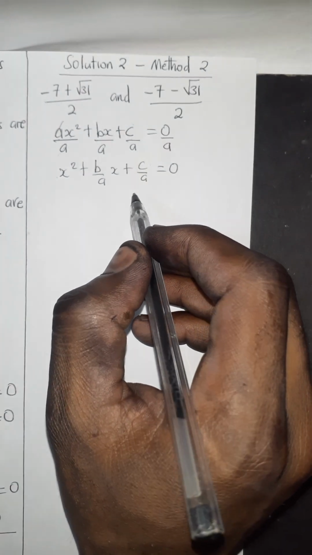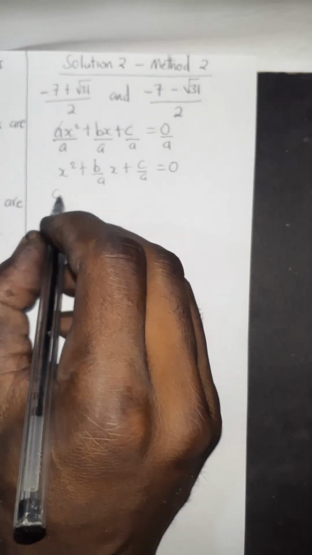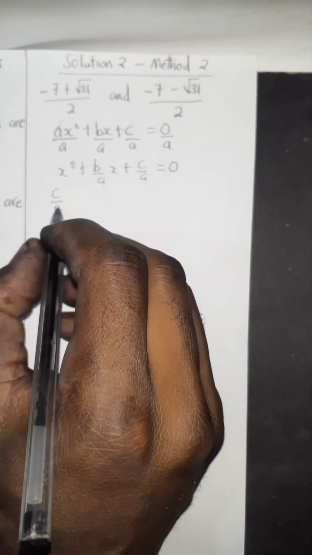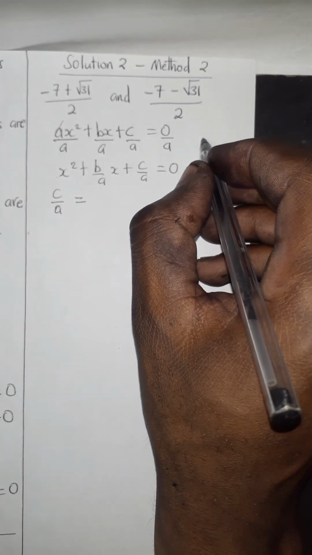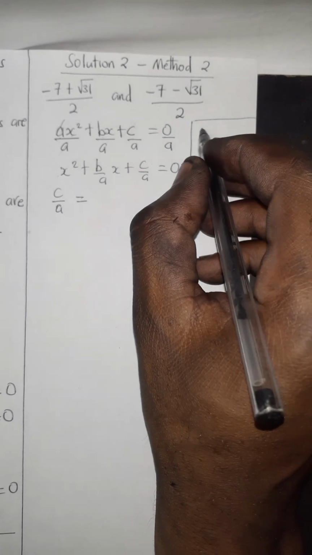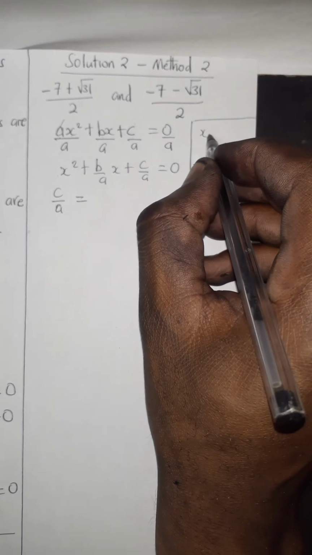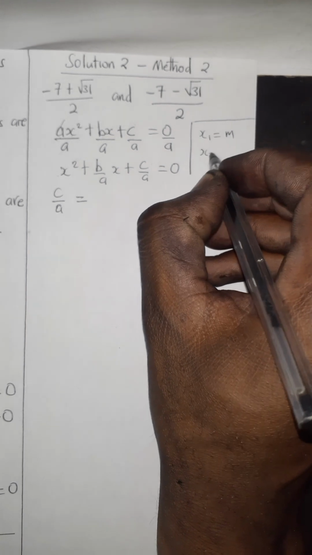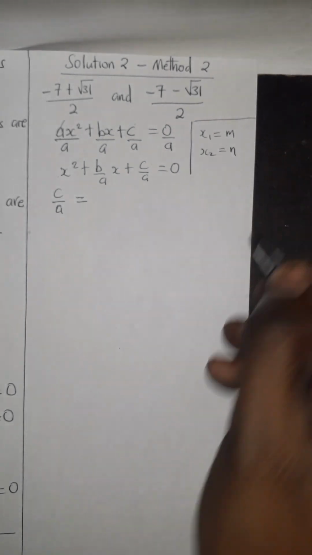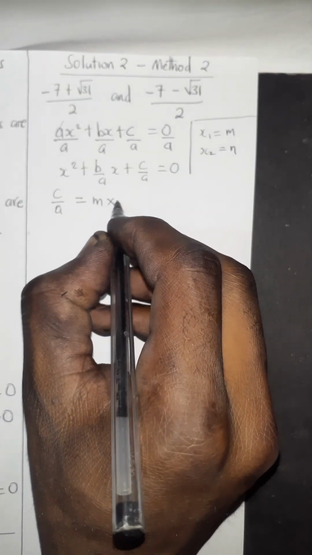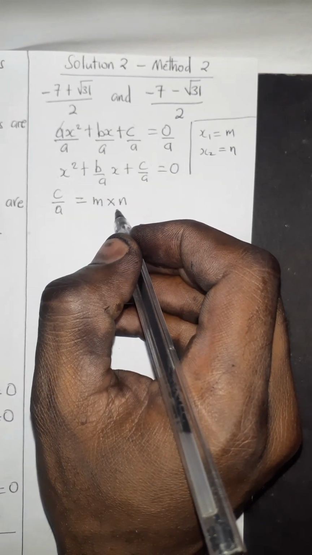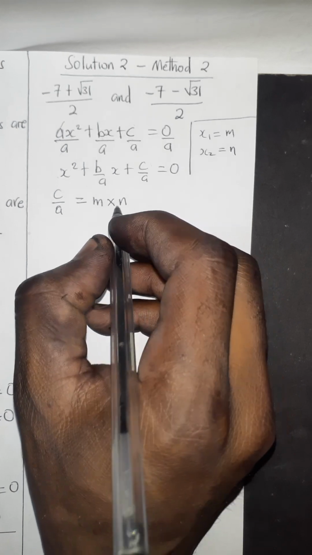Now, after that, to get this constant, what do we do? We say the constant c over a is equal to x1 times x2. Let's take x1 to be equal to m and x2 to be equal to n. So to find the constant, we simply multiply this by this one. In this case, it is m multiplied by n. Now m multiplied by n gives us the constant.